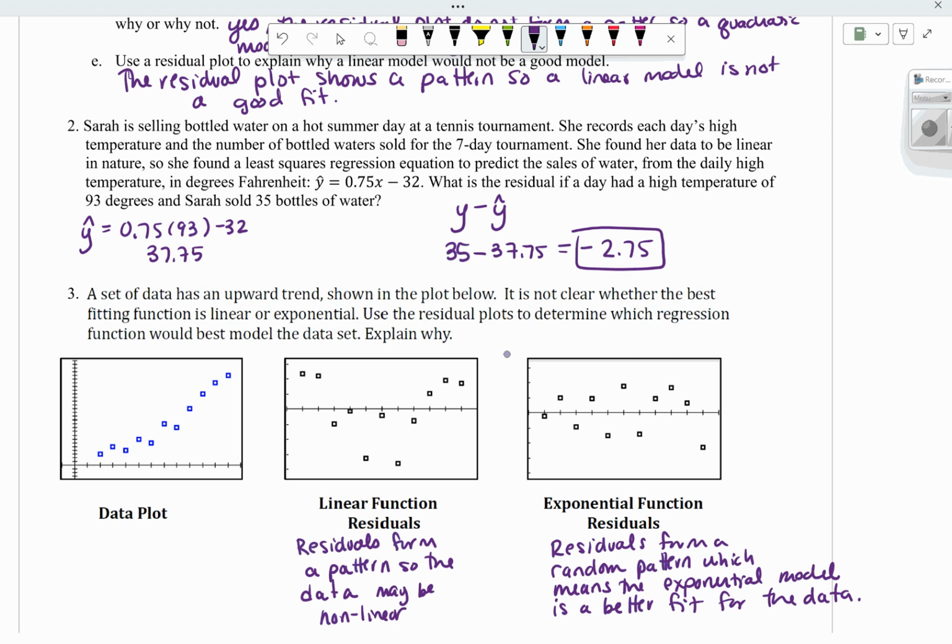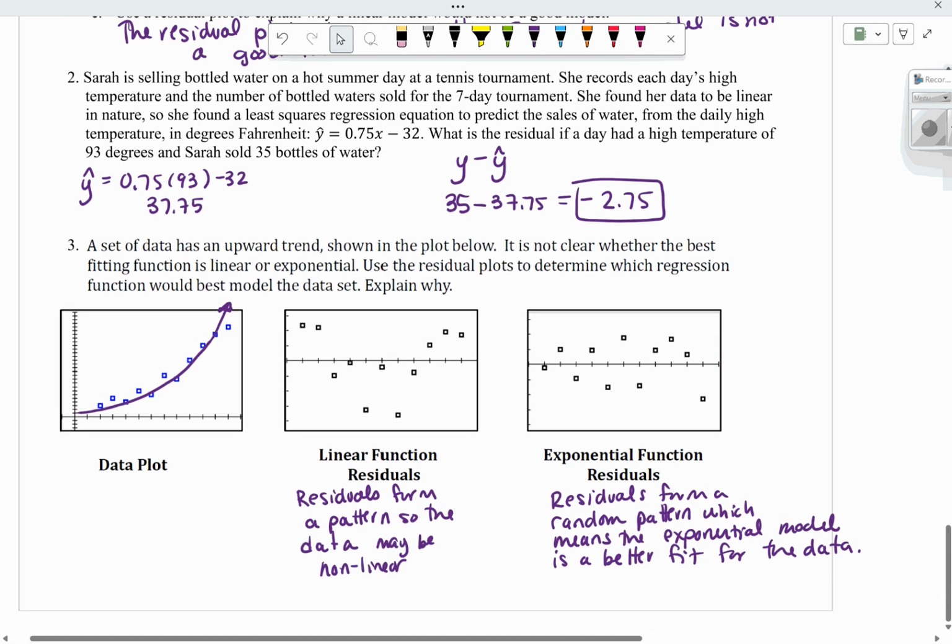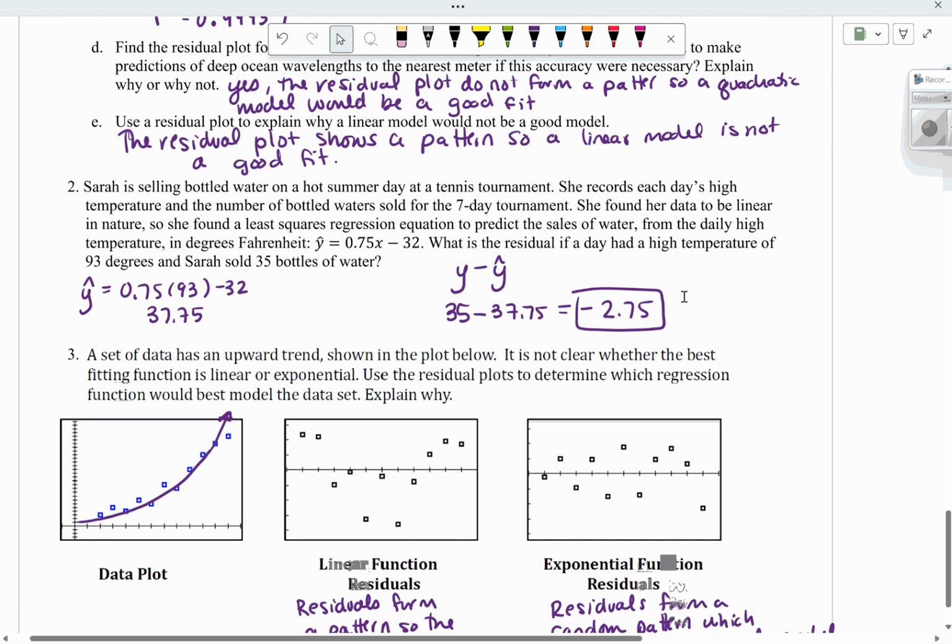So probably would go something like this, I'm guessing. So for the exponential, something along those lines, maybe curving up a little bit more here. So something like that. All right, and that is it for our residuals.